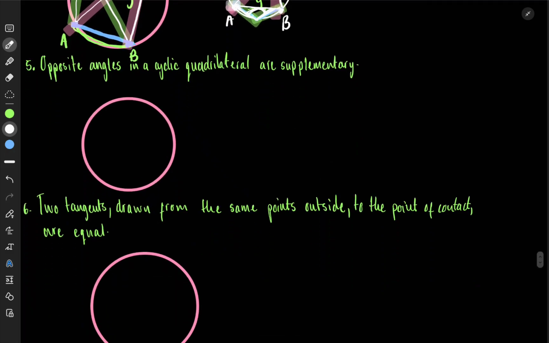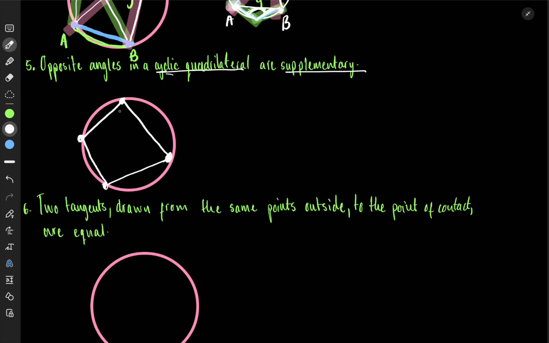Now, number 5, opposite angles in a cyclic quadrilateral are supplementary. Let's show. A cyclic quad is a quadrilateral, a shape with 4 sides, right? And all 4 corners would be sitting at the circumference. So 1, 2, 3, 4. All 4 of them should sit at the circumference. If one doesn't, or 2, then it's out. All 4 of them. Okay? And now when it's like this, we have our cyclic quadrilateral.